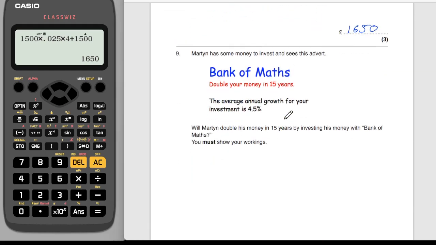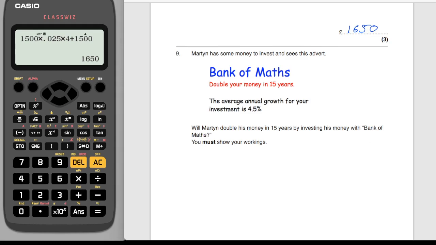Right, for question 9, that's more like it. This is a compound interest problem, quite a nice kind of AO3 problem. Martin has some money to invest and sees this advert, Bank of Maths, double your money in 15 years. The average annual growth for your investment is 4.5%. Will Martin double his money in 15 years by investing his money with the Bank of Maths? He must show his working.